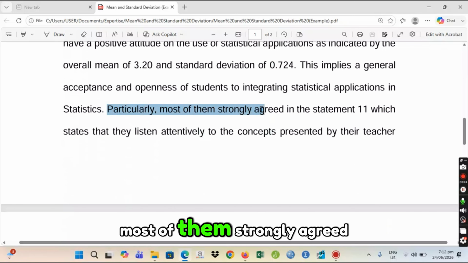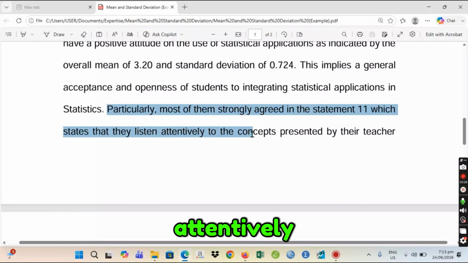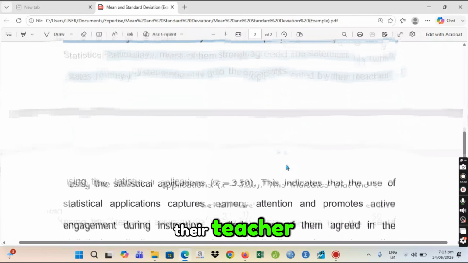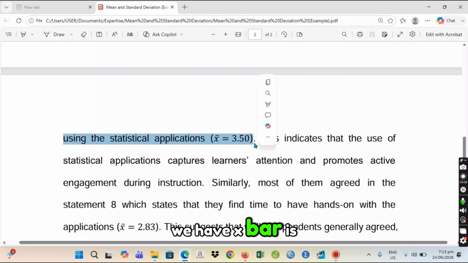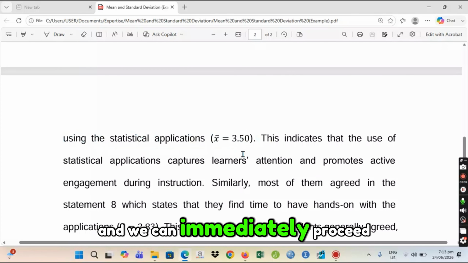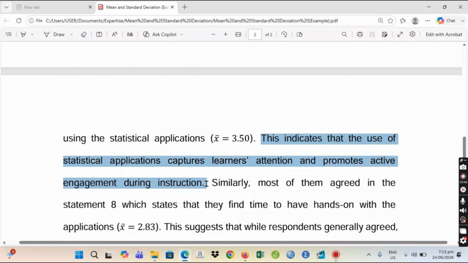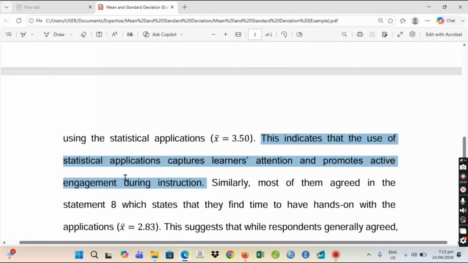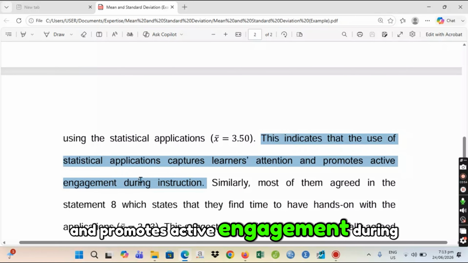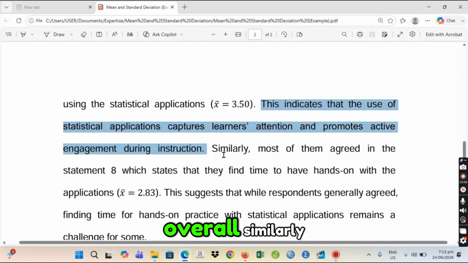Particularly, most of them strongly agreed in statement 11, which states that they listen attentively to the concepts presented by their teacher using statistical applications. We have X bar equal to 3.50 and we can immediately proceed with the implication. This indicates that the use of statistical applications captures learners' attention and promotes active engagement during instruction. So this also supports the overall.